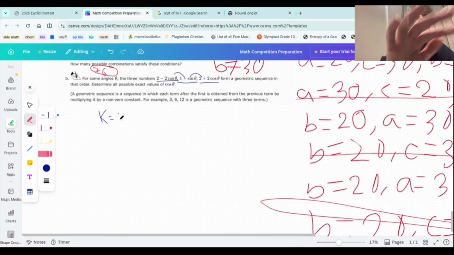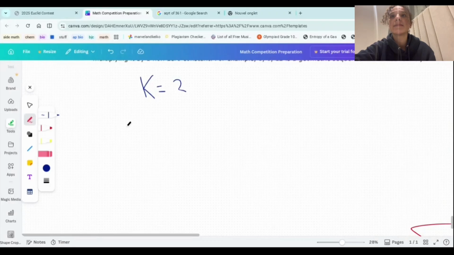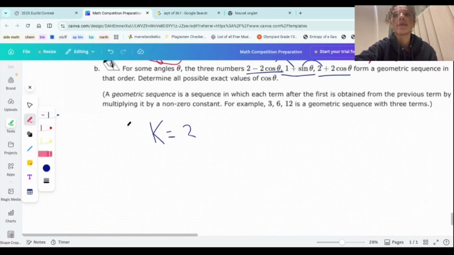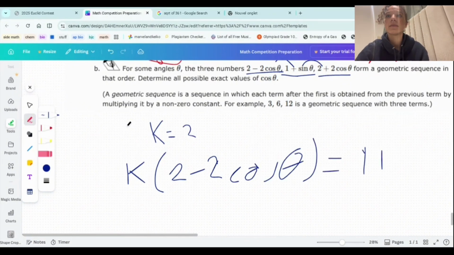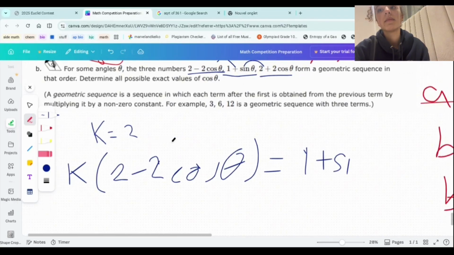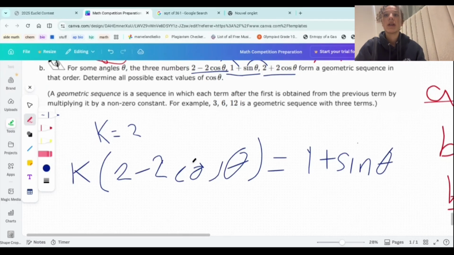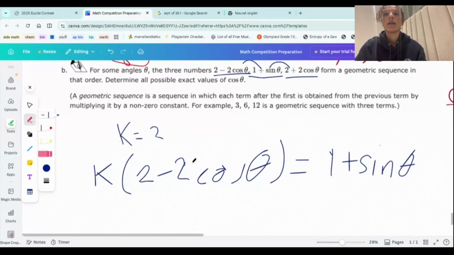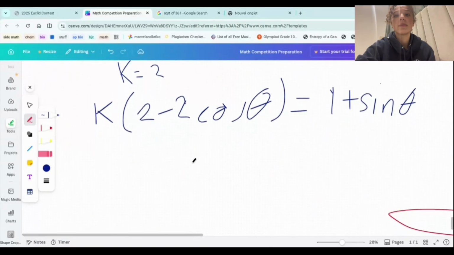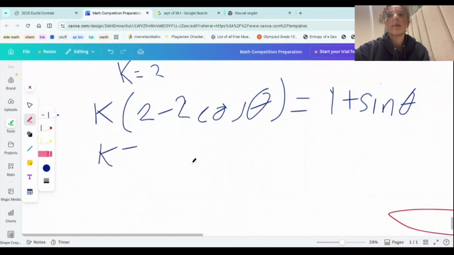But anyways, let's get to this. I have a feeling that this one, I don't actually know. Okay, sorry, I'm kind of just rambling. So k times 2 minus 2 cos theta is equal to 1 plus sine theta. Yeah, that's what it says. And then, so I know that k is just equal to 1 plus sine theta divided by 2 times 1 minus cos theta.